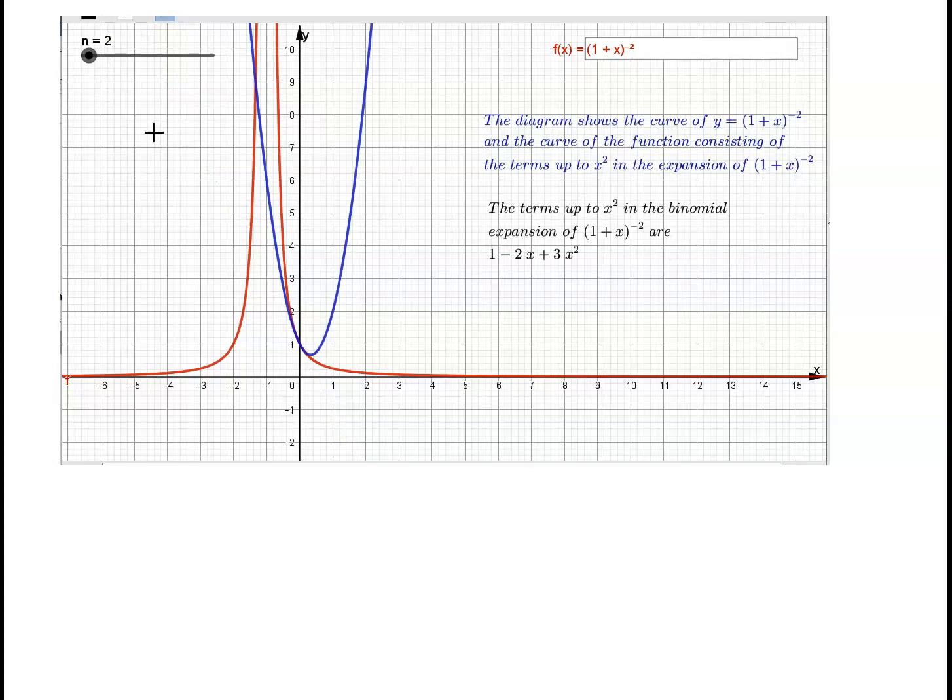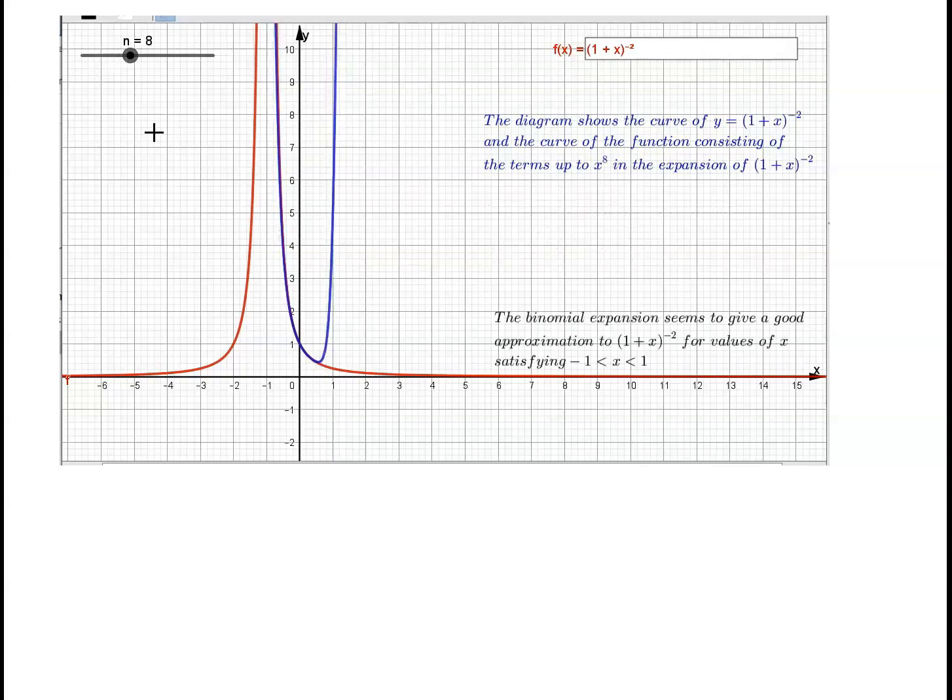we can see that when n equals 2, the approximation is not dreadfully good over a large range. N equals 3, it's better. N equals 4, it's better again. N equals 5, okay. And as we get larger and larger values of n, the approximation is getting better and better over an interval of −1 to 1.